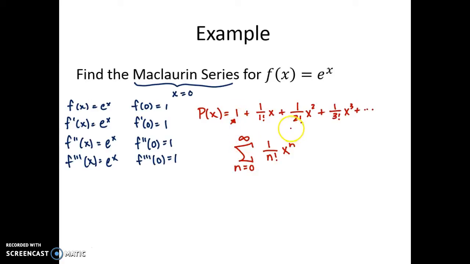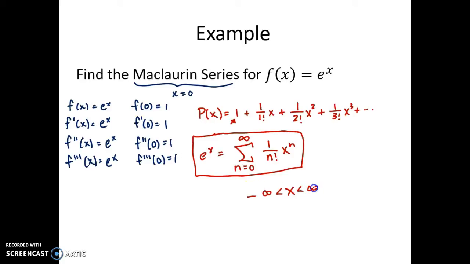Okay, so this is the Maclaurin series for e to the x, and the amazing thing about this Maclaurin series is that it's centered at 0 and its interval of convergence is from negative infinity to infinity. So this particular Maclaurin series converges for all x's to e to the x, which means that this is an identity. E to the x is equal to this summation for all x's.